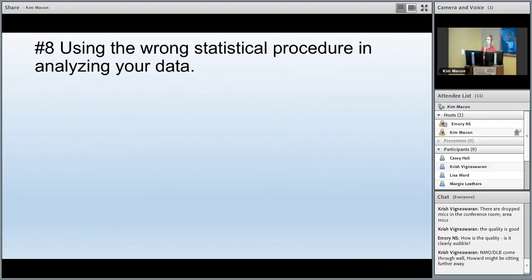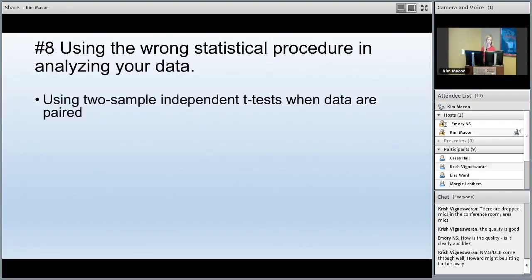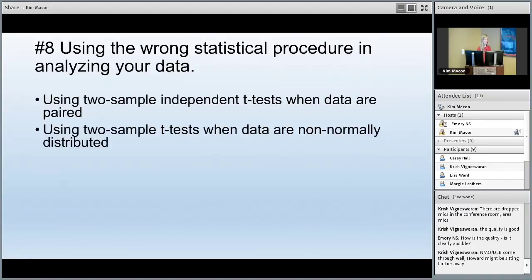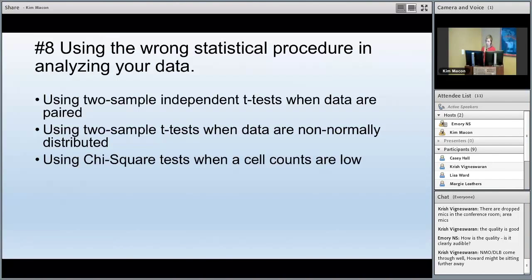Okay, so the next one: using the wrong statistical procedure in analyzing your data. This happens quite frequently. People will use a two-sample independent t-test when you have paired data. You'll use a two-sample t-test when the data are non-normally distributed. Or you'll use a chi-square test when cell counts are low.